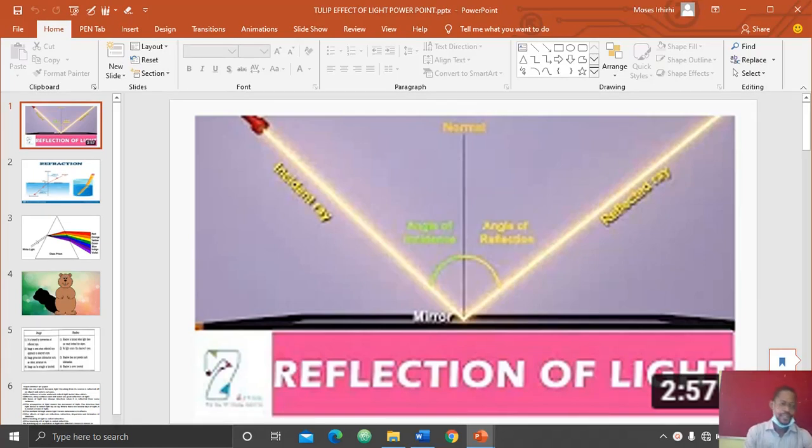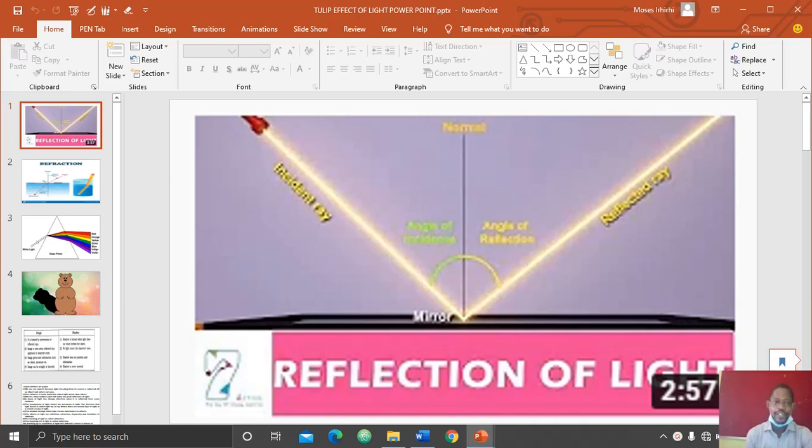Okay, hello children. Today we are looking at the effect of light. We have learned so many things about light, but today's part is the effect of light. Light actually has four different effects at this level.